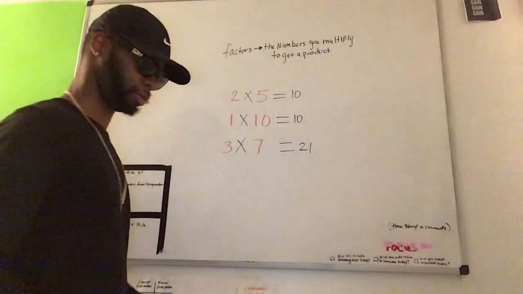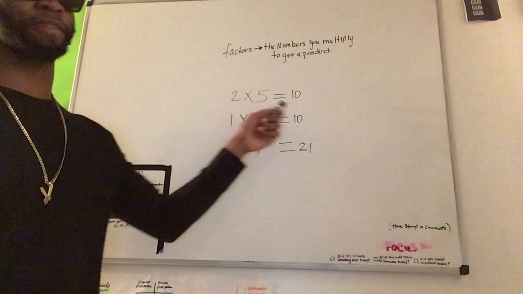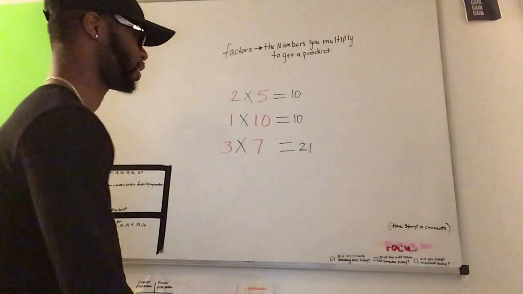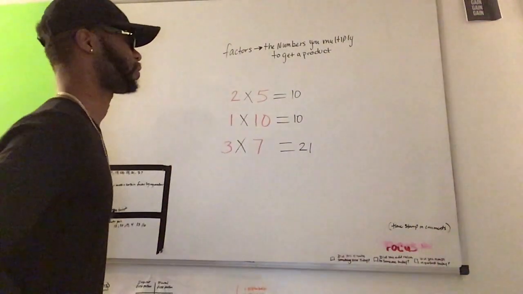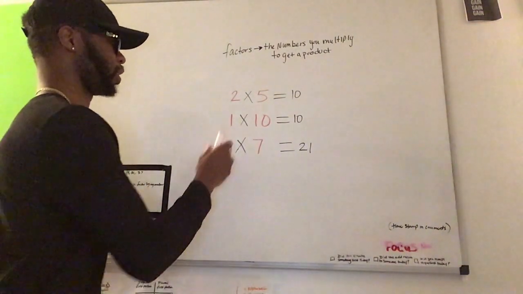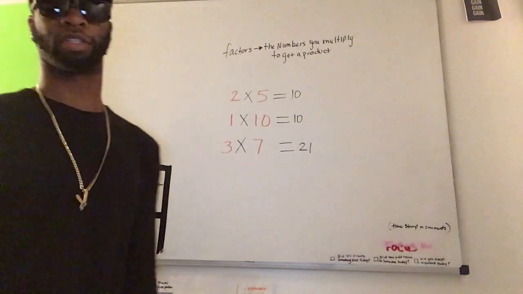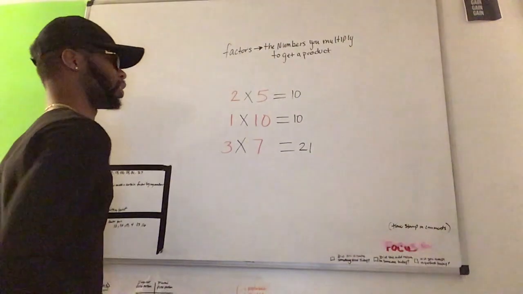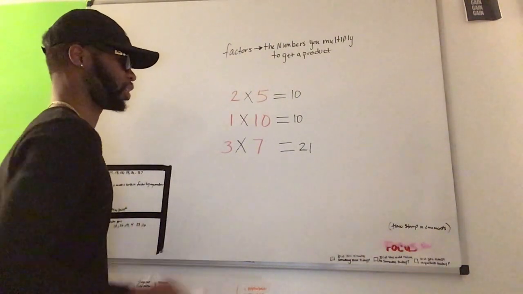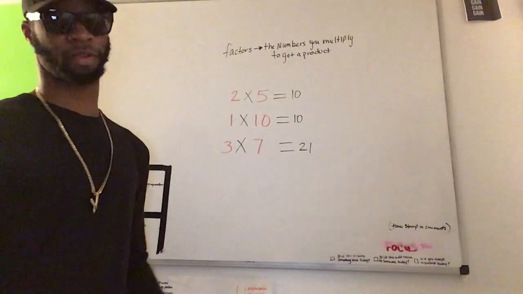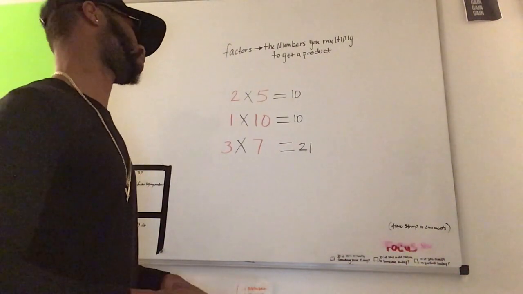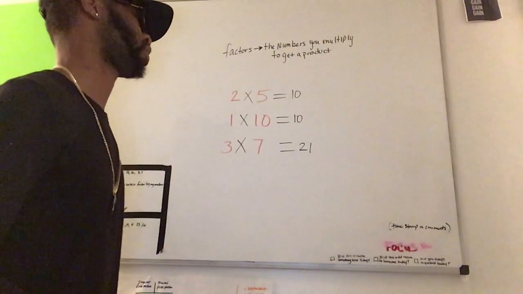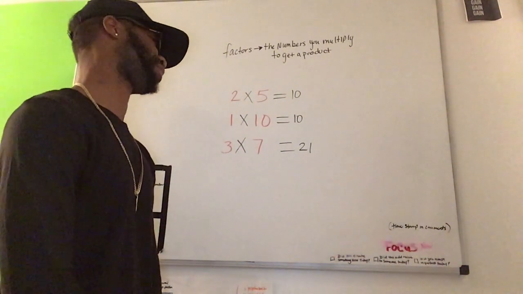For example, 2 times 5 is 10, right? So the factors would be the two numbers that you multiply to get 10, which is 2 and 5. Another one, 1 times 10 is 10. The two factors that you use to get the product 10 is 1 and 10. A third example is 3 times 7 equals 21, right? So the factors are 3 and 7. So that's how that works.